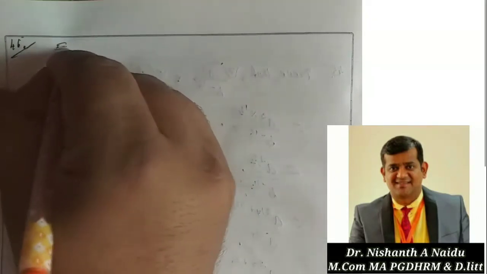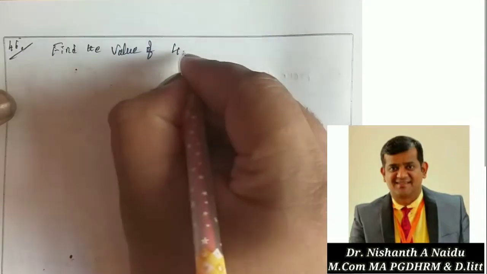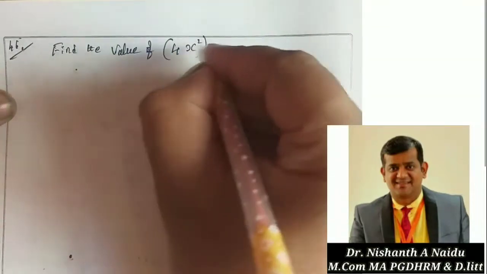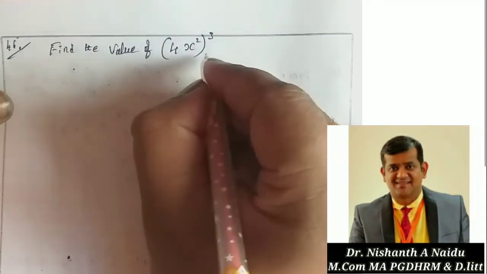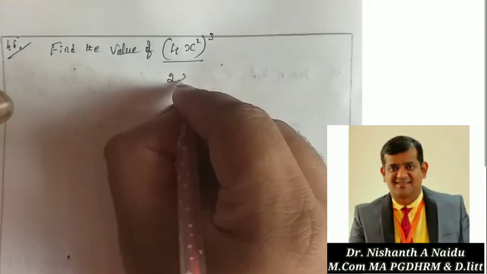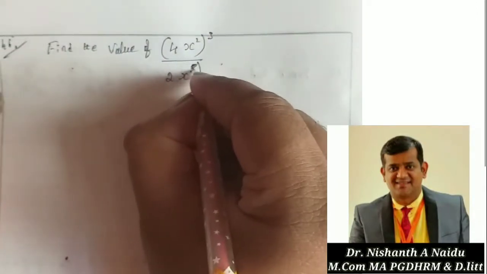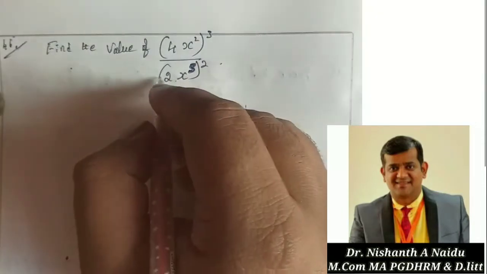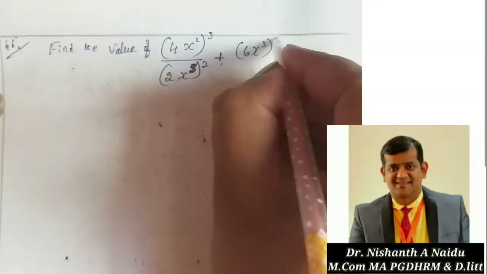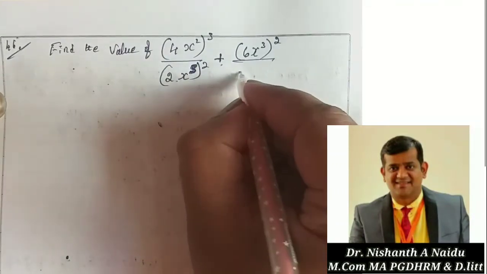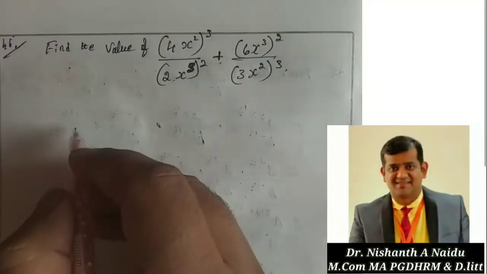Find the value of (4x^2)^3 divided by (2x^3)^2 plus (6x^3)^2 divided by (3x^2)^3. So this is the problem which he has given. So we have to find the value.